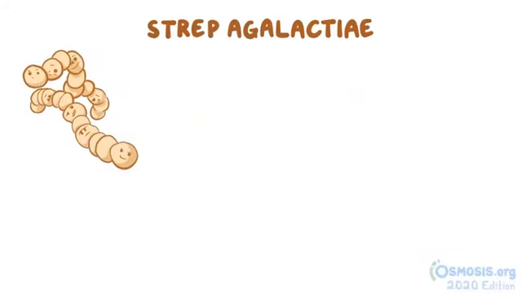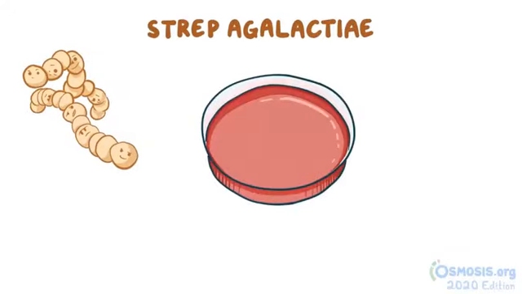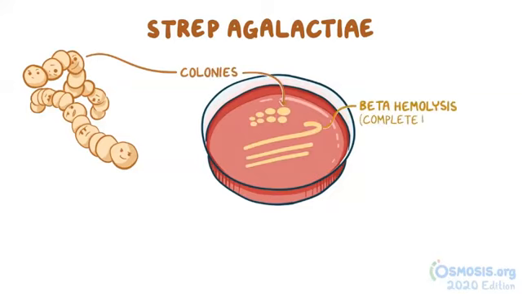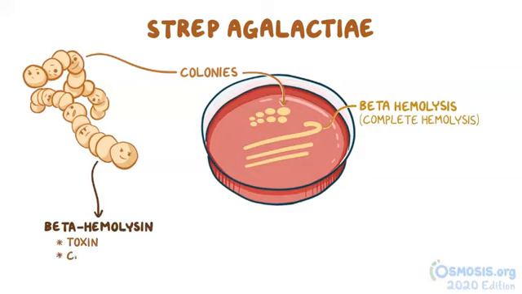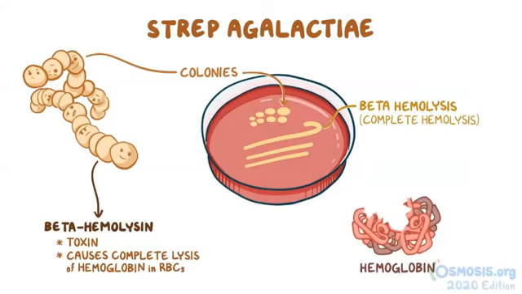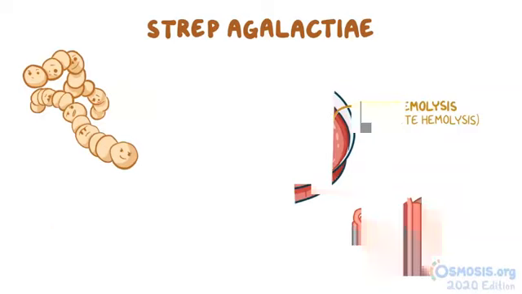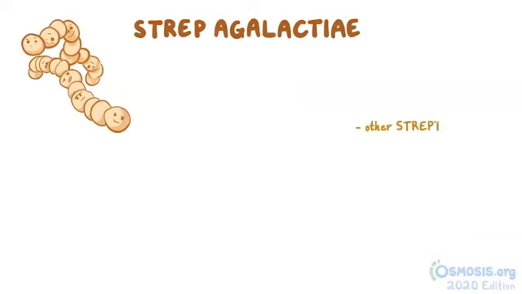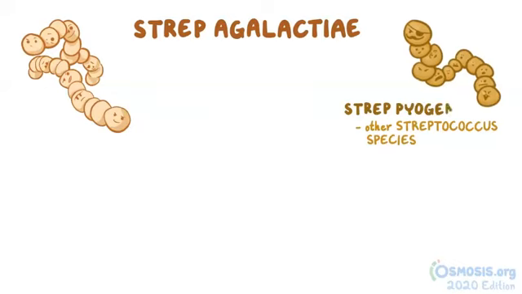When cultivated on a medium called blood agar, Strep agalactiae colonies cause beta hemolysis, also called complete hemolysis. That's because Strep agalactiae makes a toxin called beta hemolysin that causes complete lysis of the hemoglobin in the red blood cells, making the blood agar change color from red to transparent yellow around the colonies. However, other Streptococcus species, like Strep pyogenes, are also beta hemolytic.